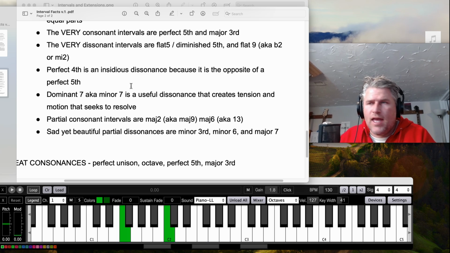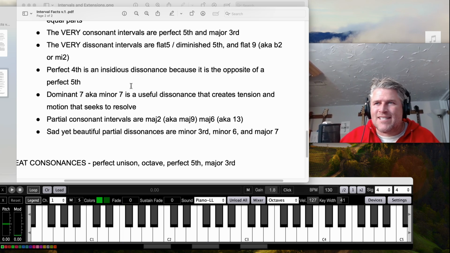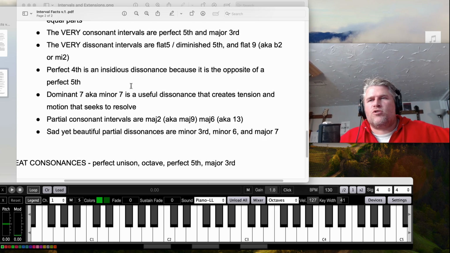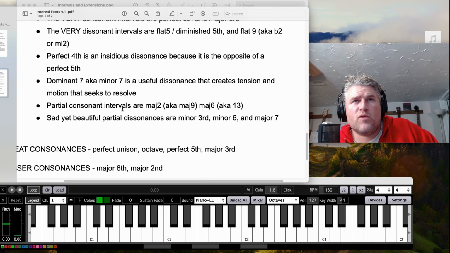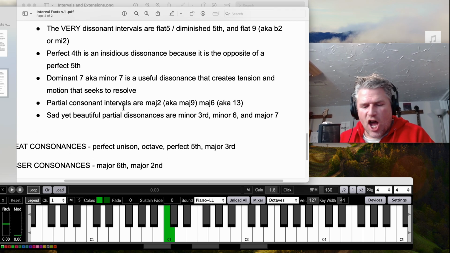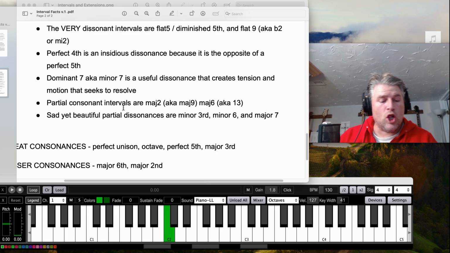Like people like things in rock and roll. One of the reasons they like some of it is because they relate to some aspect of it. Their soul is also struggling with that path. I don't know, but humans like music for all kinds of different reasons. But I digress. Perfect 4th, insidious dissonance, because it's the opposite of a perfect 5th. Perfect 5th above C, perfect 5th below C.